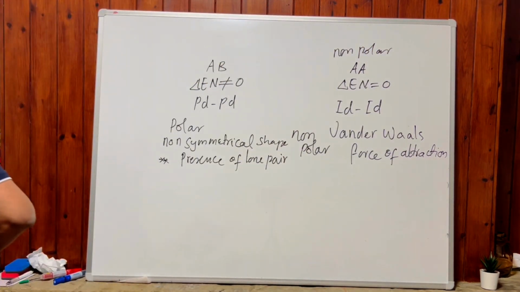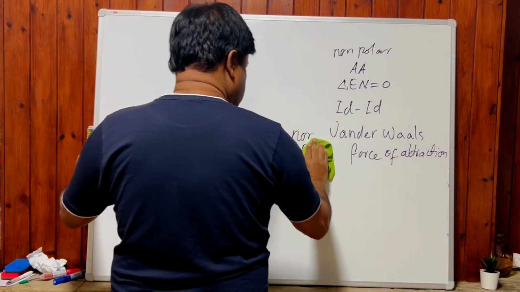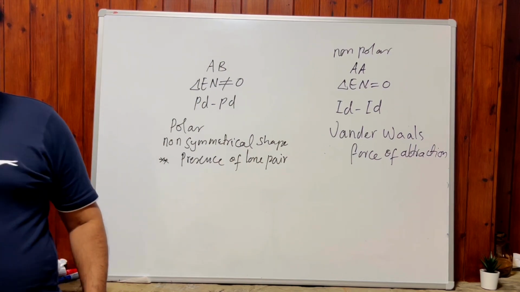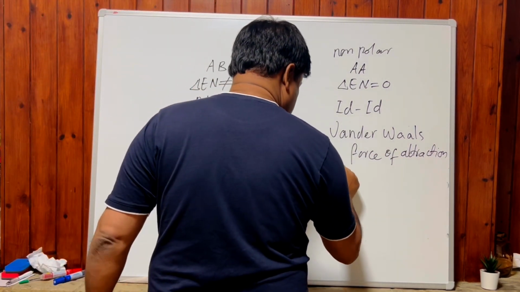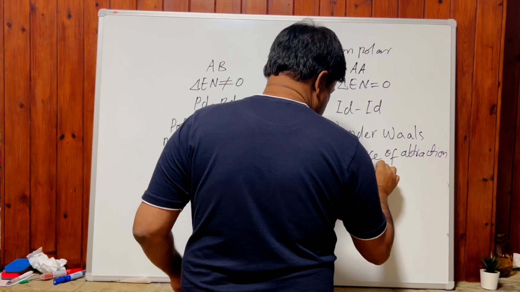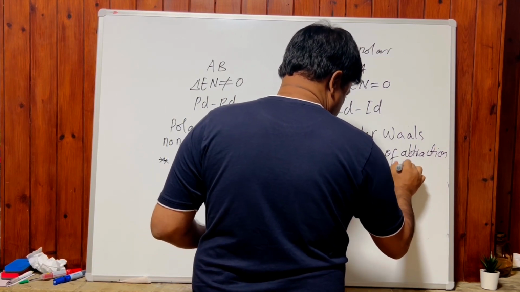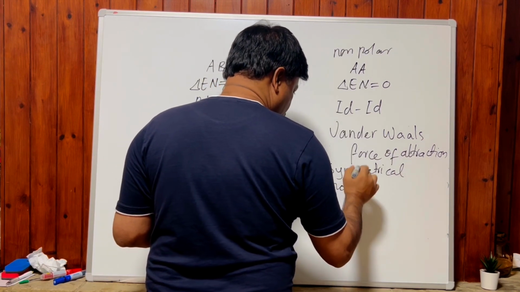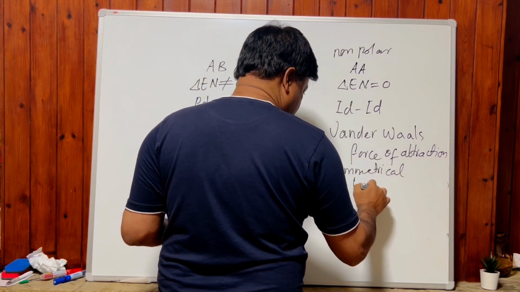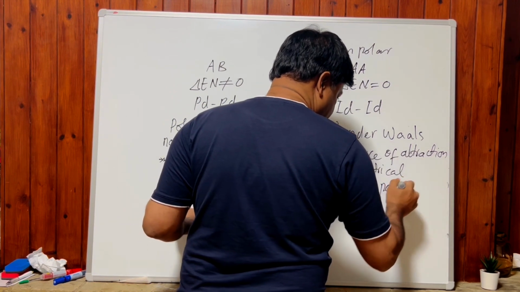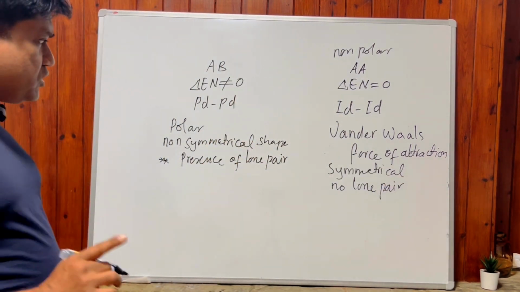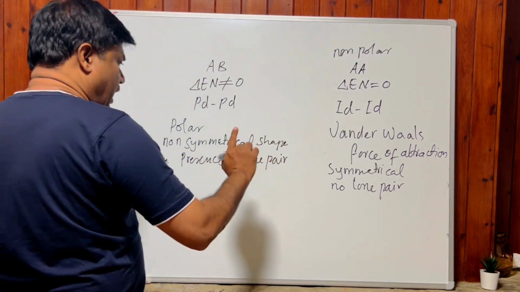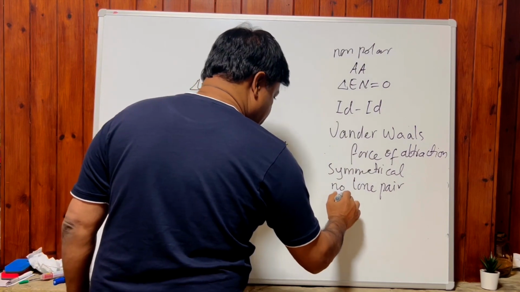Non-polar molecules are symmetrical. I will give you an example, guys. Non-polar, symmetrical, no lone pair, because the net dipole cancels off. Absence of lone pair. You can cut the molecule into equal halves, symmetrical, no lone pair, then it has ID.